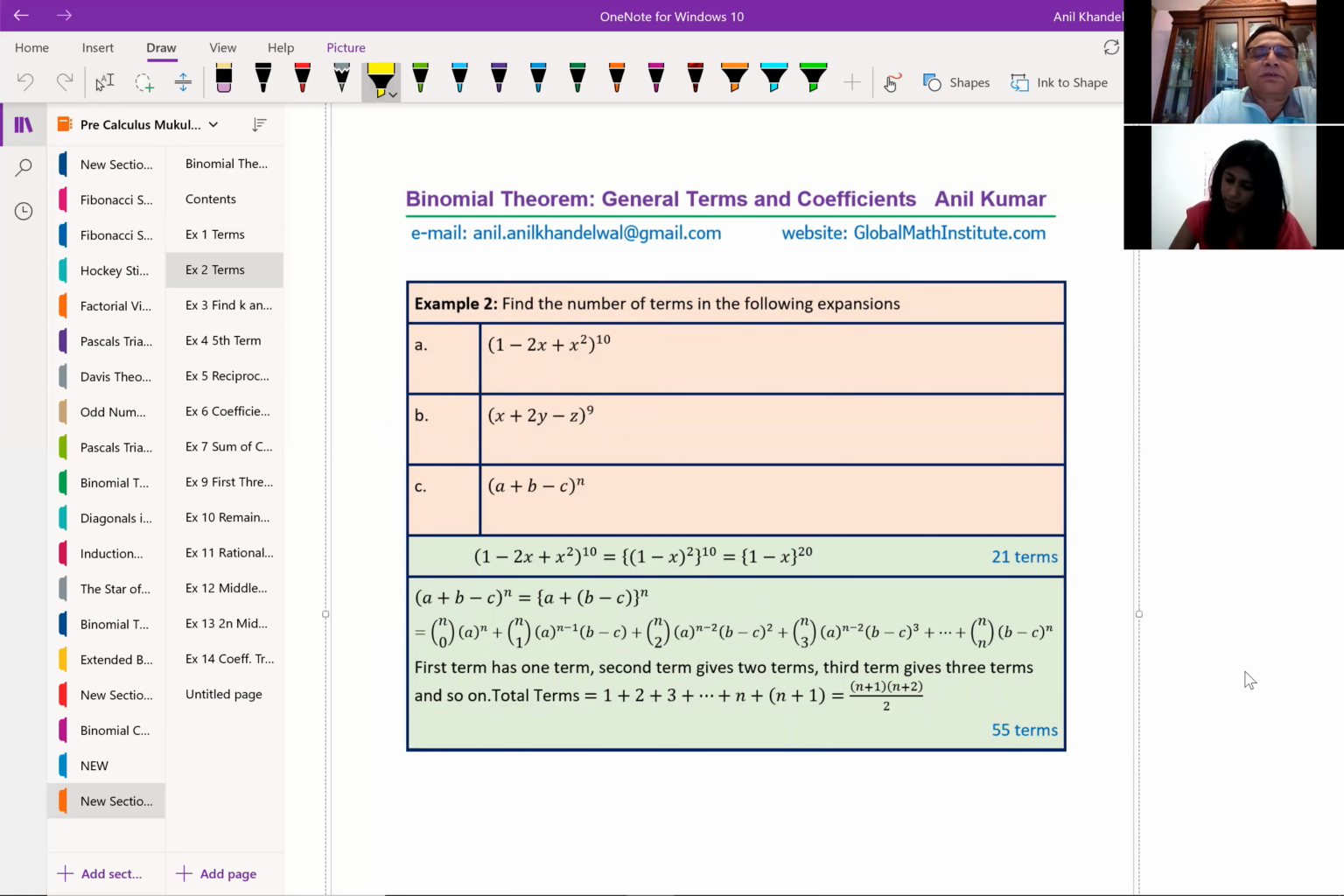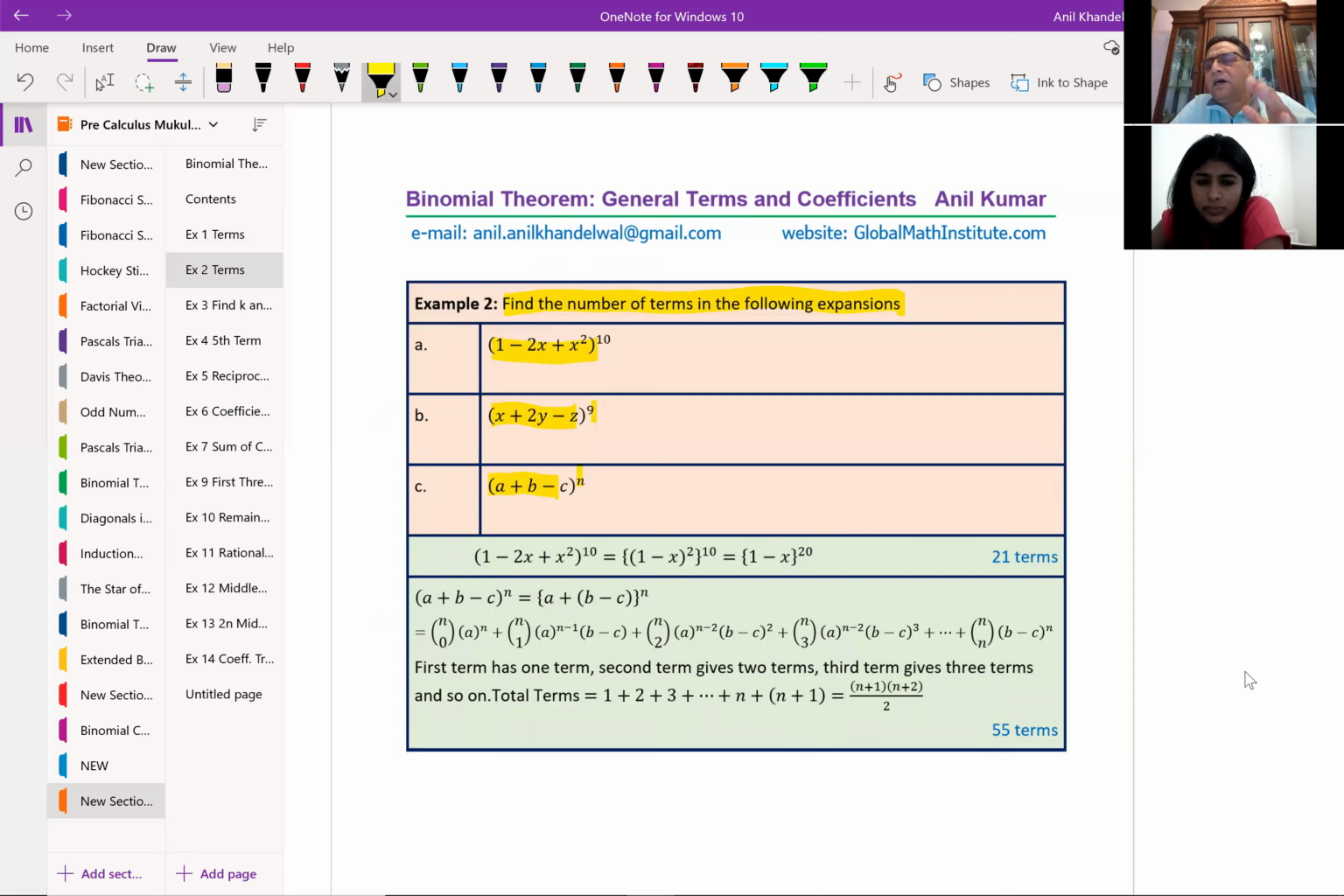Let me introduce you to question number two, which is actually a difficult question. Find the number of terms in the following expansion. All of a sudden, what you see here is not a binomial, but a trinomial. Do you see that? 1 minus 2x plus x squared to the power of 10. And part B is x plus 2y minus z to the power of 9, and C is a plus b minus c to the power of n.